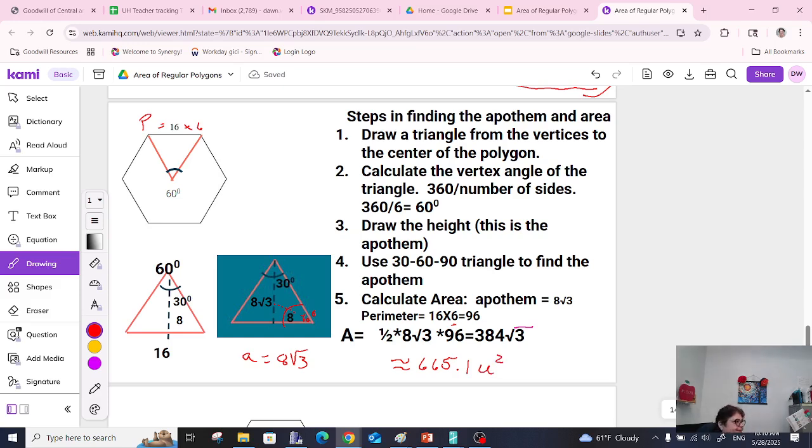Now it seems like it's hard, but the steps are written down for you. If you follow the steps, it's like baking a cake. If you follow the recipe, you'll have a yummy cake at the end. If you put salt in the cake instead of sugar, you're going to have a really yucky cake at the end, right? So you follow step by step.